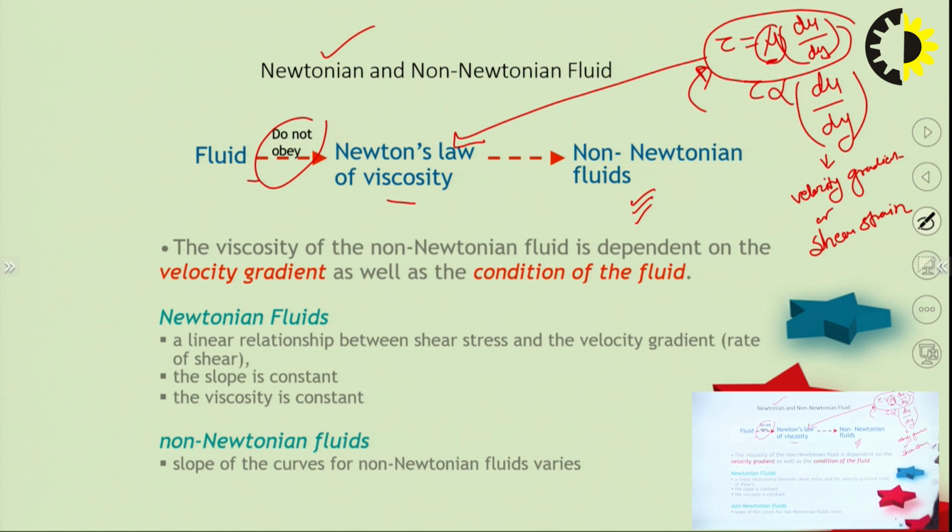Now, further explanation: for a Newtonian fluid there is a linear relationship between shear stress and the velocity gradient, or you can say the rate of shear. The slope is constant and the viscosity is constant. We need to understand these two terms: what is the slope, which we are saying is constant, and the viscosity, which is constant. We'll discuss it. For non-Newtonian fluids, the slope of the curves varies.